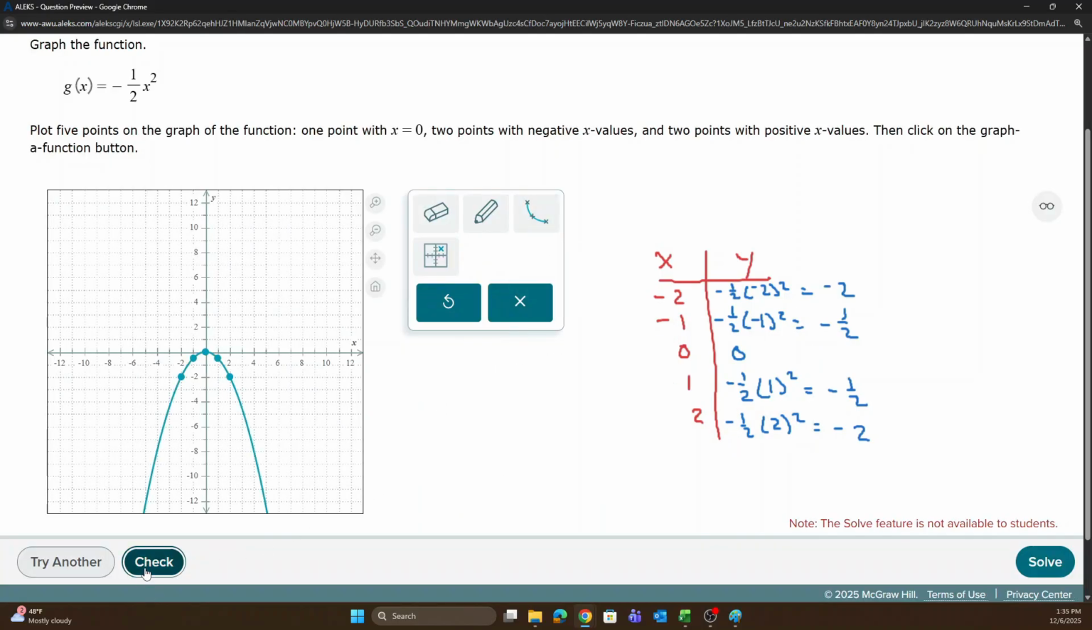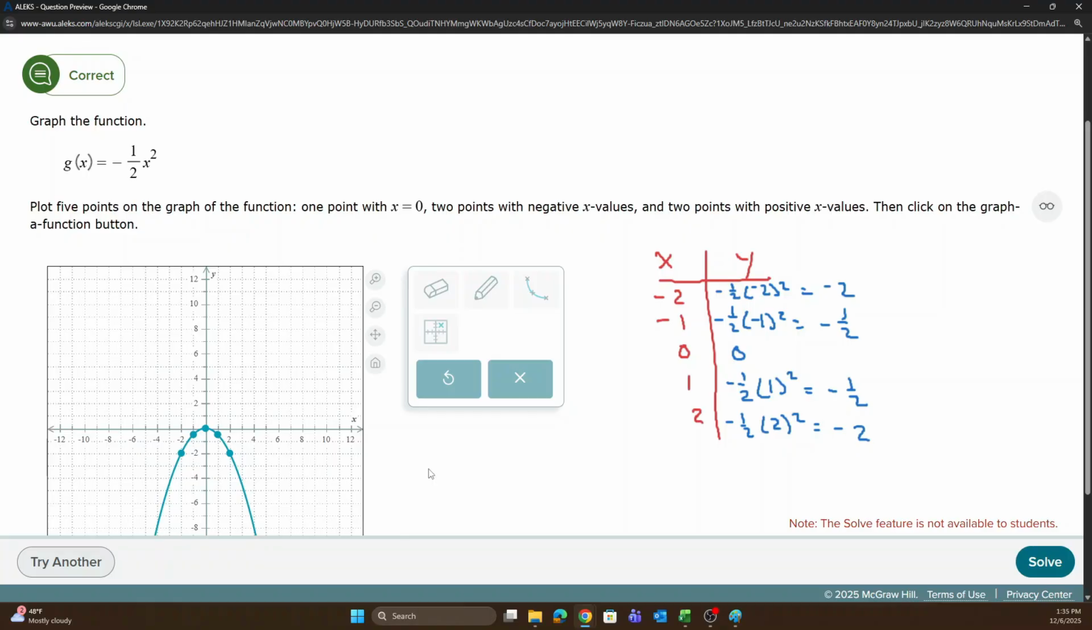We graph it, and then we check. All right, so that's going to be it for problem 17. Let's go ahead and move on to problem 18.